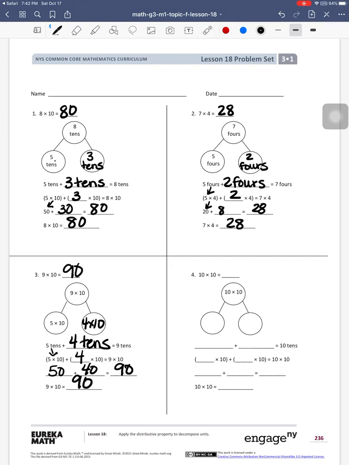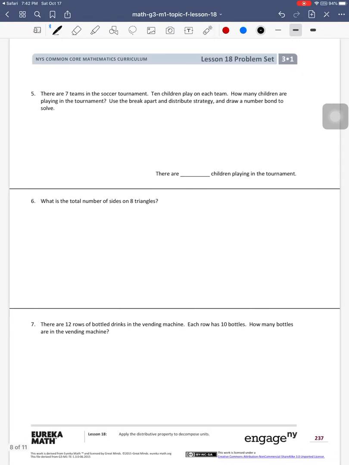All right, 10 times 10. Let's break it apart. Let's do 5 times 10 and 5 times 10. That's nice and easy, right? So 5 tens plus 5 tens equals 10 tens, right? So 5 times 10 plus 5 times 10 equals 10 times 10. And 5 times 10 equals 50. 5 times 10 equals 50. 50 plus 50 equals 100. So 10 times 10 equals 100. We'll write it there and we'll write it on top. Good job, 3rd grade. All right, now let's look at the back.